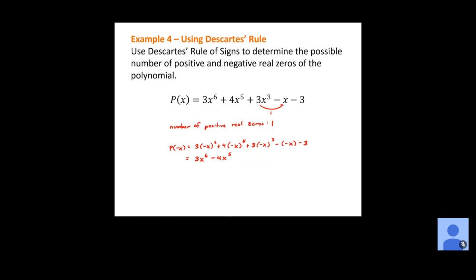What about the next term, the 3 times negative x to the 3rd? Positive or negative? That one's going to be negative also because it's negative x to an odd power. So we have minus 3x to the 3rd. Then we have minus a negative x. Is that going to be positive or negative? That's going to become positive, so plus x. And then we have our minus 3 down here at the end. Any questions about how I got p of negative x here?